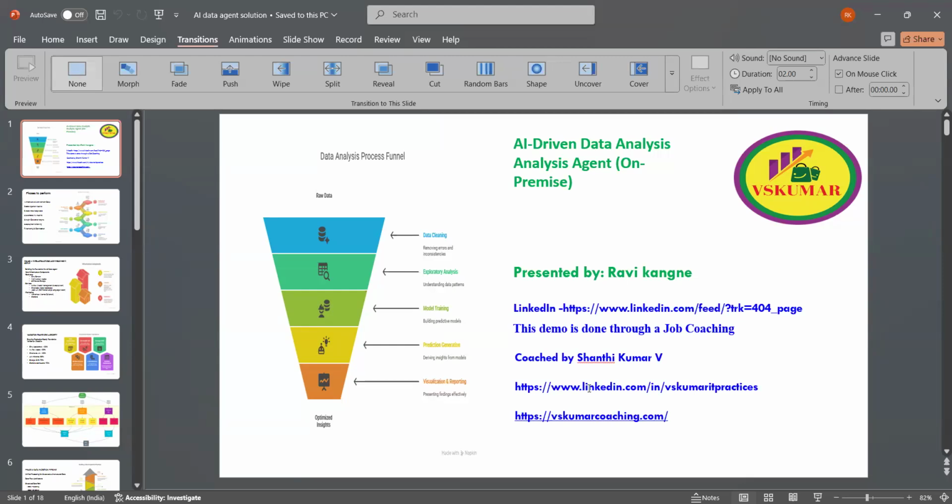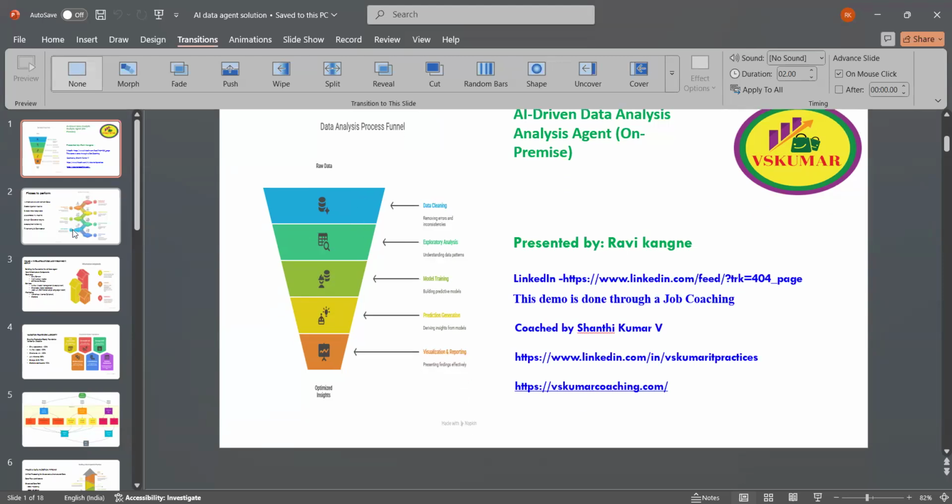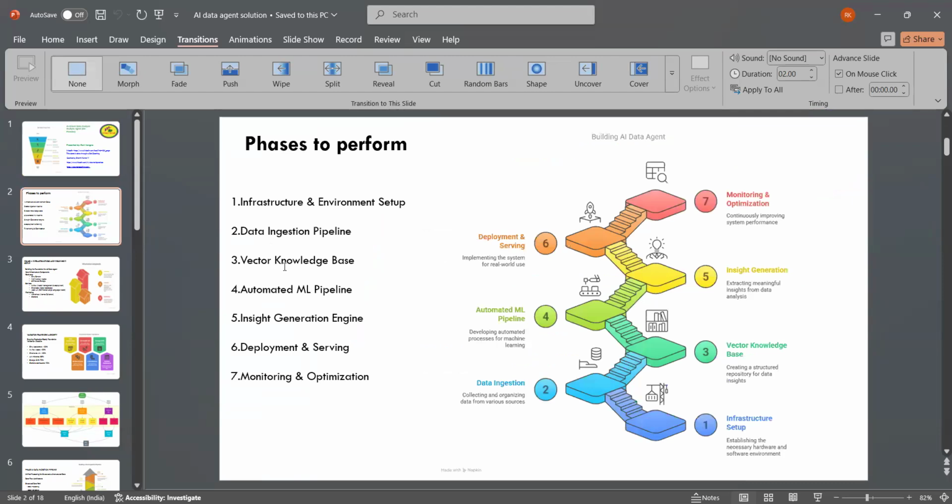So today I perform the data analysis process here, and in my PPT you see the steps for the data analysis. First data cleaning, then exploratory analysis, then model training, prediction generation, and visualization and reporting. When I give a prompt, I get these 7 phases to prepare an AI data agent.